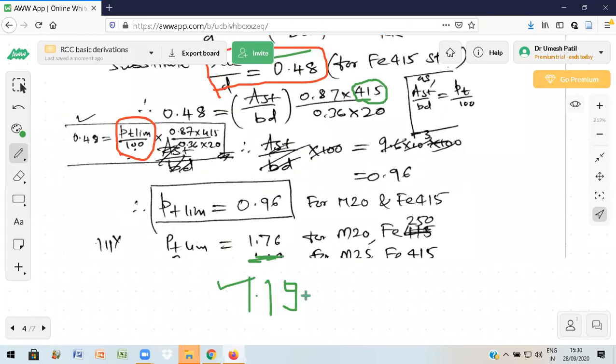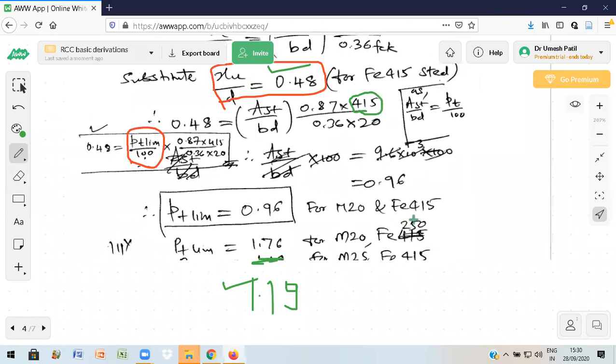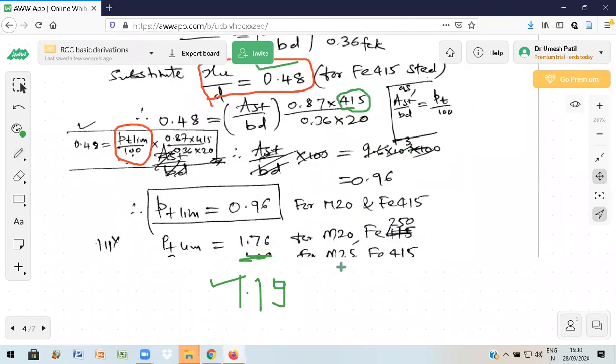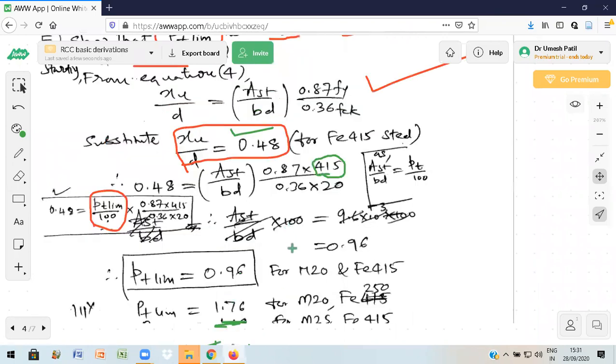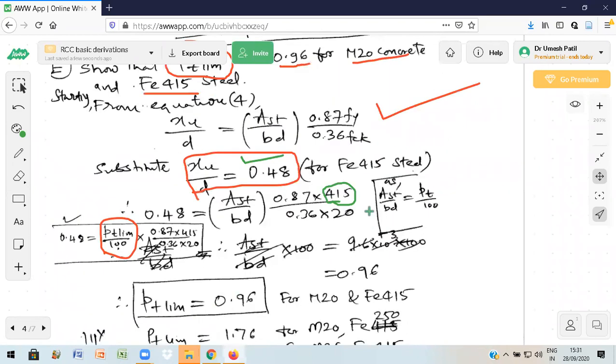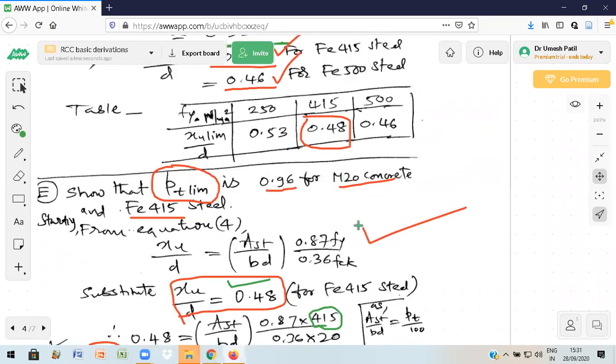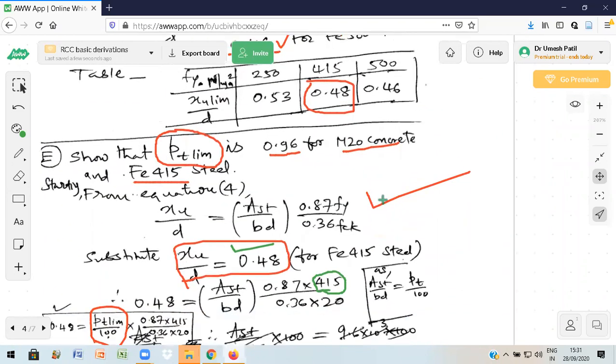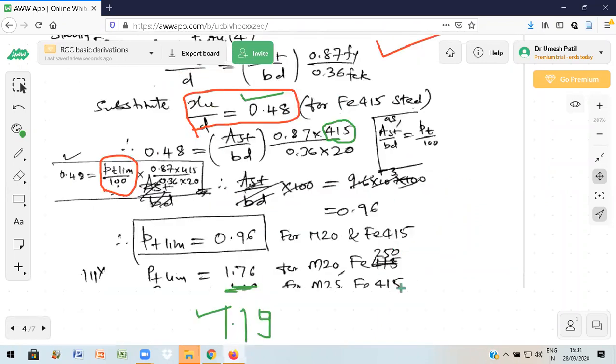So what I should do for this now? For M25 Fe415, what I should do? In the examination, if they ask, show that PT limit for M25 concrete and Fe415 steel is 1.19, prove this one. It means what you will do here? Same formula. XU by D will change now. What is XU by D? It is 415. Again, I will use 0.48, because it is 415 only.